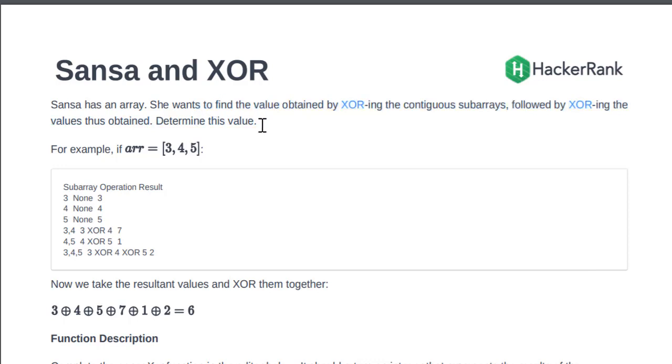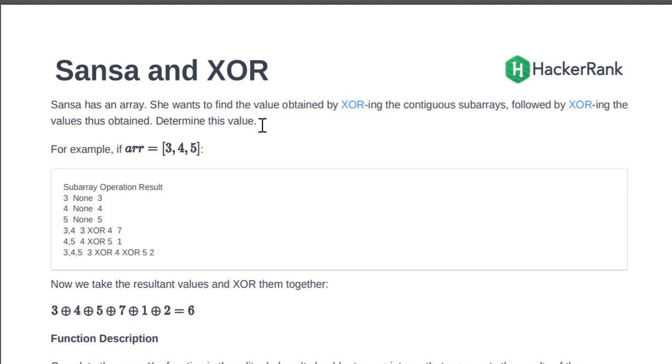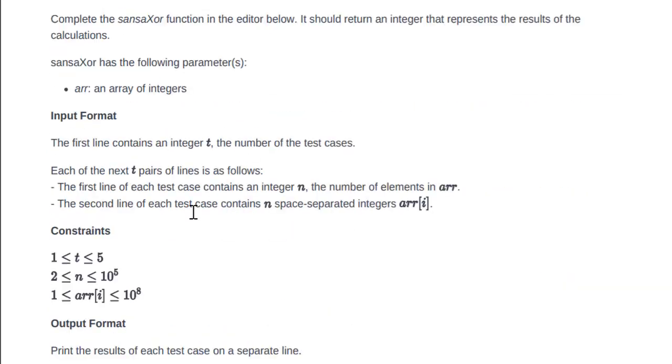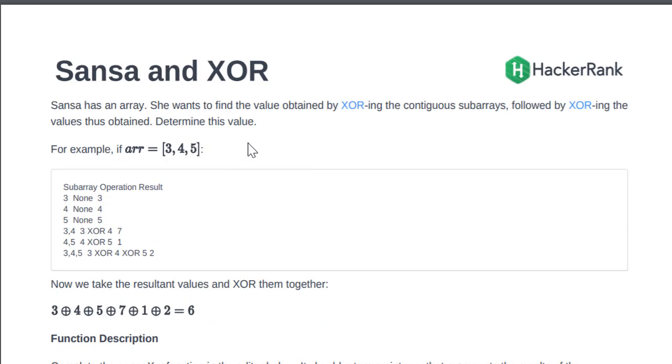Of course, at first we can think of the quadratic solution for this problem in which we calculate the sort of subarrays, but of course that is not going to work because they're not gonna give us a problem that easy, you see, and it's gonna be at most 10 to the power of 5. So a quadratic solution doesn't work for this problem. Let's try to look for another solution.